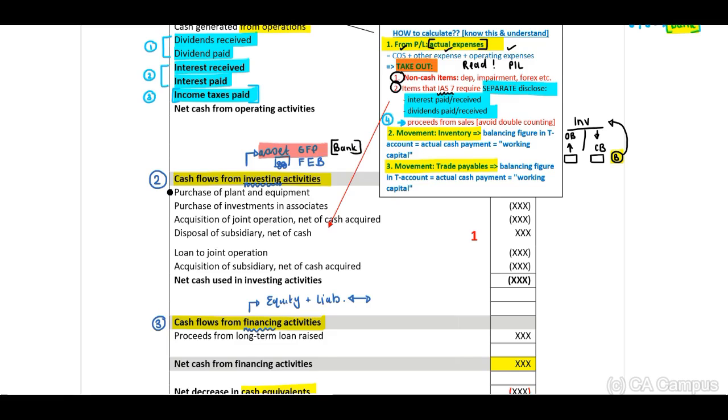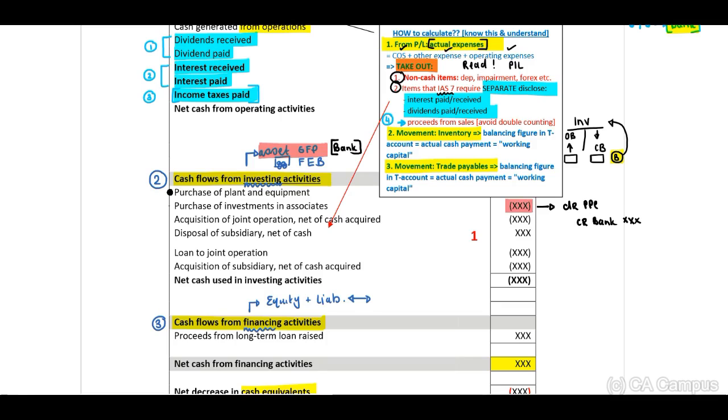Important to think about your journal entry. If there's a purchase, you will have to debit your PPE and credit your bank account. If you credit, your bank account will decrease. You need to remember your brackets in your cash flow statement.